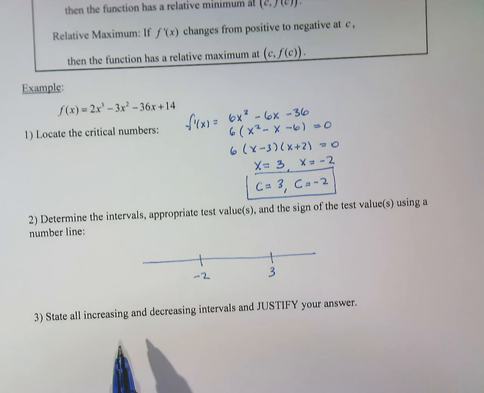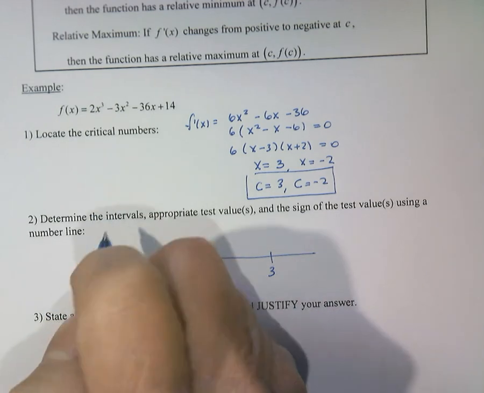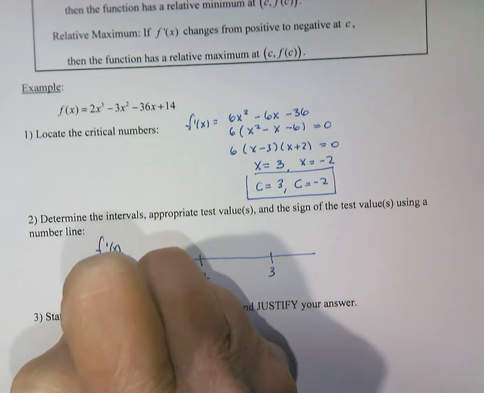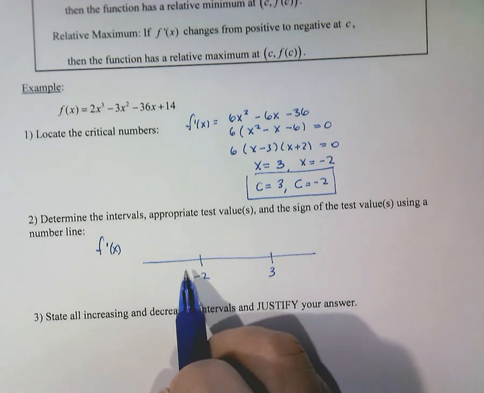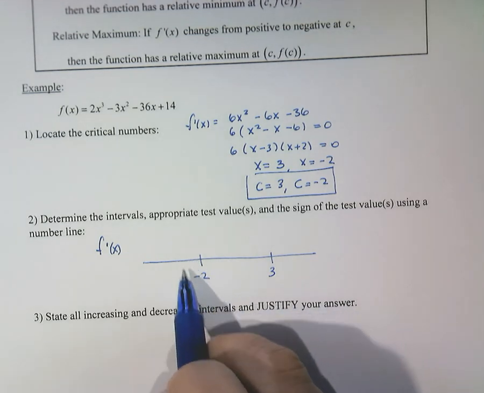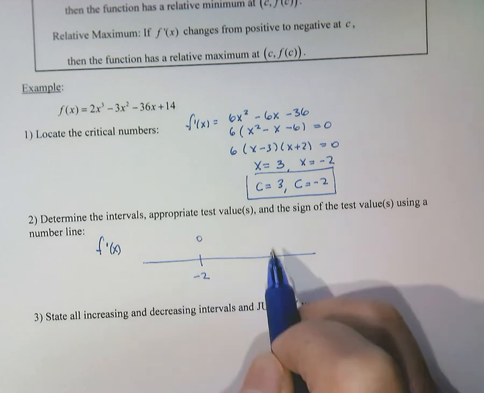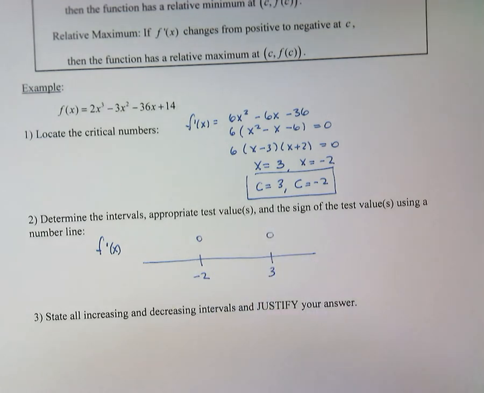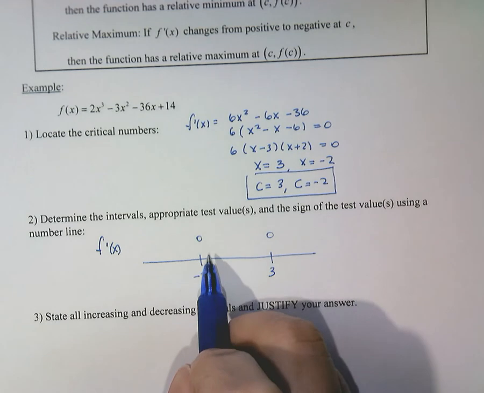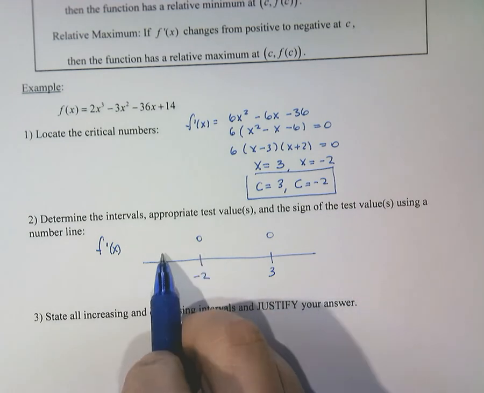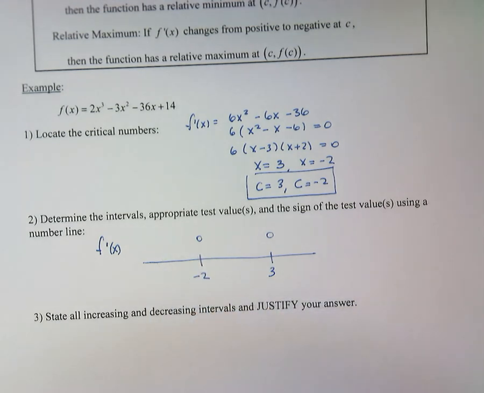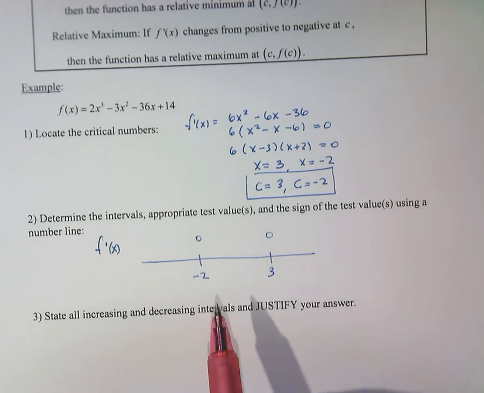So I'm going to use this derivative, f prime of x, and figure out what's going on. I know f prime of negative 2 is equal to 0. I know f prime of 3 is equal to 0. That's what the critical numbers mean. So I want to find a number before negative 2. And I'll show you here, but in the process you don't have to show what you've plugged in.